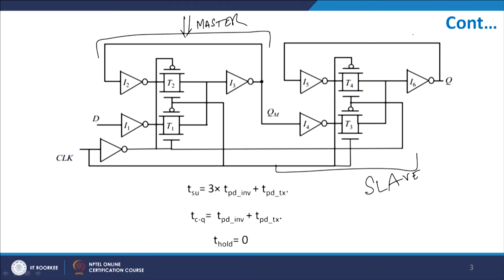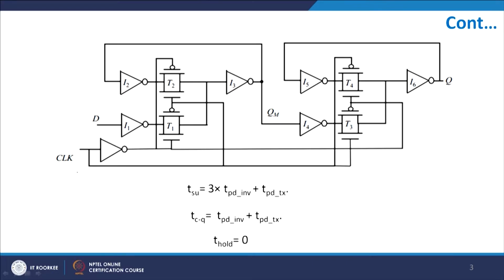Now look very carefully. Let us suppose the clock is 1. When the clock is 1, this is 0, this goes to 1, which means this is 1. So when this is 1 and this is 0, since this is NMOS, T1 is off under the condition when clock equals 1, because when clock equals 1, it is an inverter.